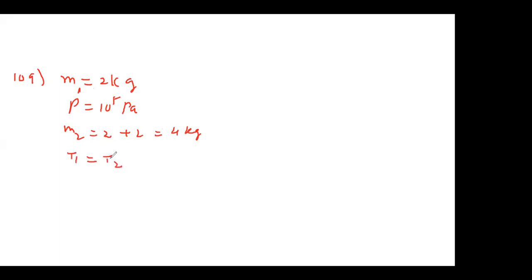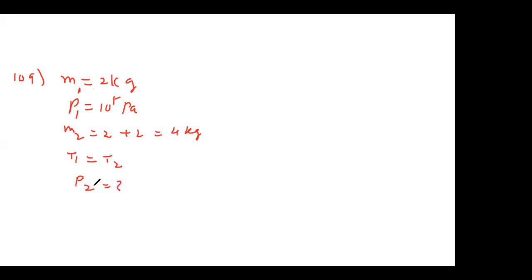A cylinder contains 2 kg of air. So mass of air is 2 kg, at a pressure of 10 raised to 5 Pascal, which is the SI unit. If 2 kg more is pumped in, the new mass is 2 already plus 2 more, that is 4 kg, keeping the temperature constant. So T1 is same as T2. New pressure will become how much?